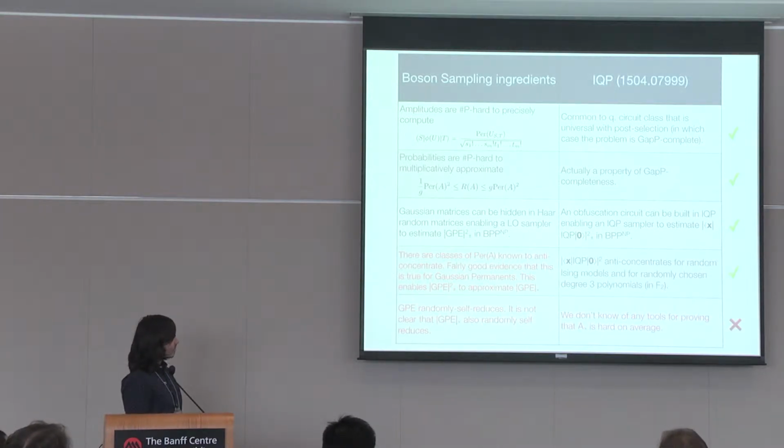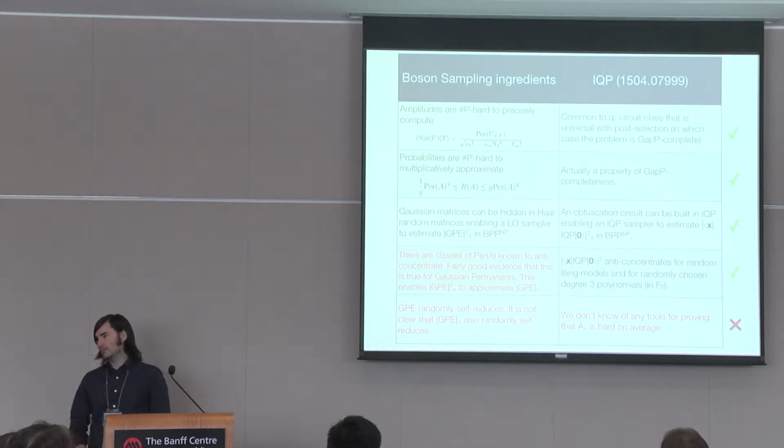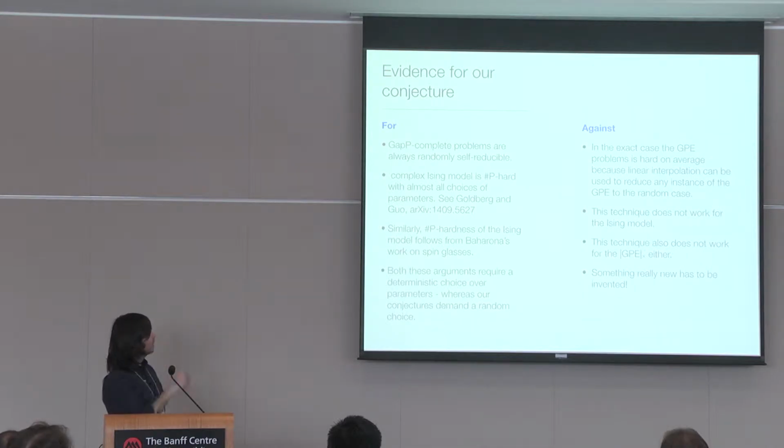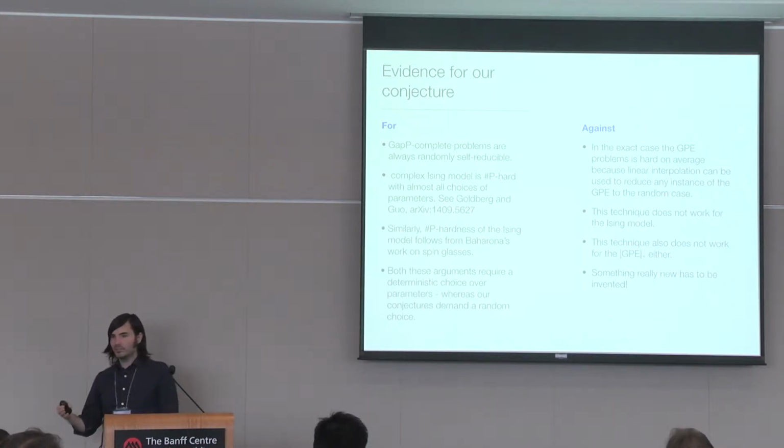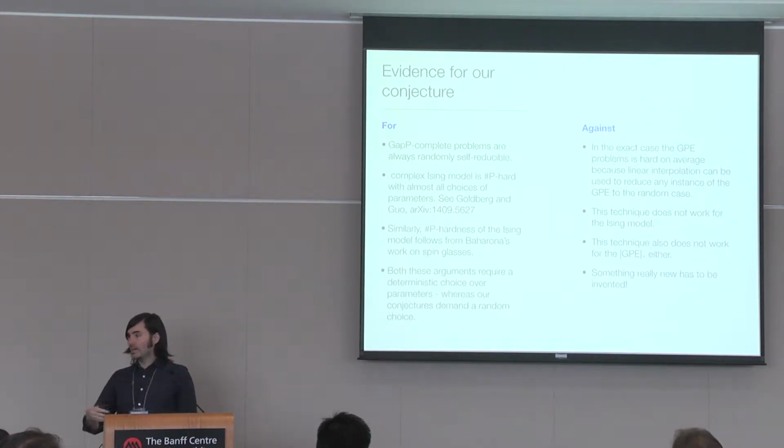All right, so where we get a bit of difference, or maybe our argument falls down a bit compared to linear optics, is we don't know an awful lot about the average case complexity of these Ising model problems. There's a lot of evidence for and against our conjecture. So GapP-complete problems are always randomly self-reducible, so they're always #P-hard on average, but for a given choice of average, it may not be over the probability distributions that we care about. So that's the challenge, is proving this.